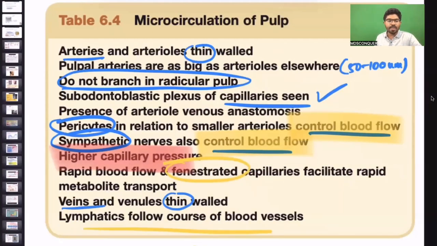I told you lymph is there. Lymphatic flow follows the course of the blood vessel. I told you lymph is there in the pulp. Okay, whereas your dentinal fluid is called as dentinal lymph. Pulp is also having the lymph.